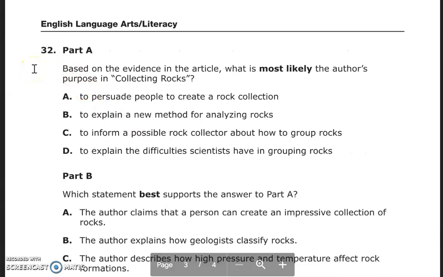Number 32. Part A. Based on the evidence in the article, what is most likely the author's purpose in collecting rocks? A. To persuade people to create a rock collection. B. To explain a new method for analyzing rocks. C. To inform a possible rock collector about how to group rocks. D. To explain the difficulties scientists have in grouping rocks.